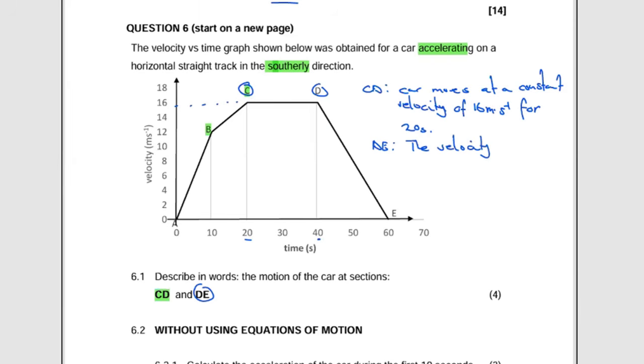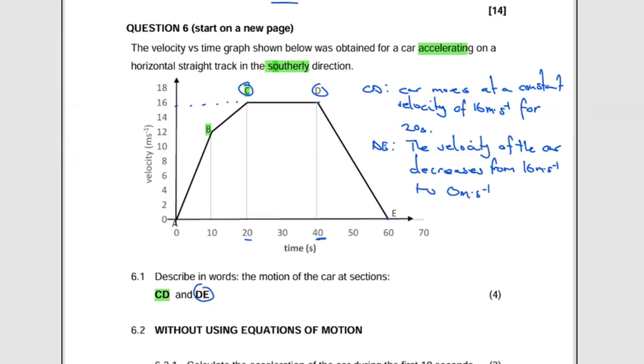The velocity of the car decreases. Okay, so it decreases from what? From 16 meters per second to what? To 0, right? So to 0 meters per second, which is at E there.